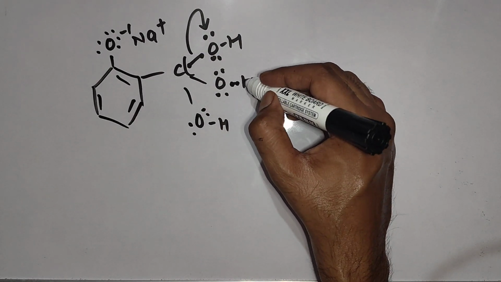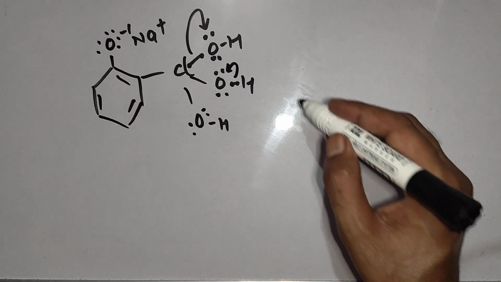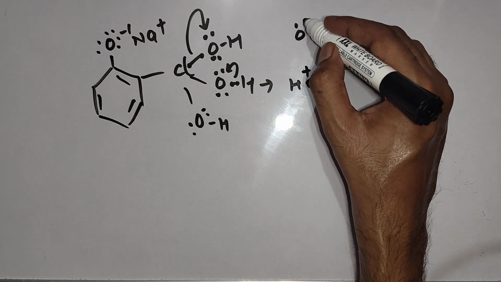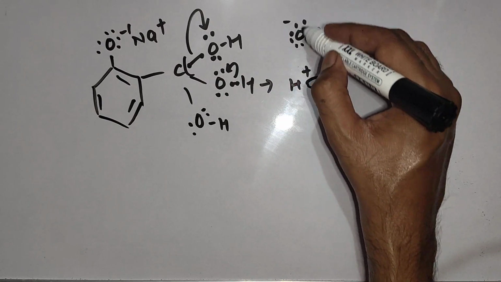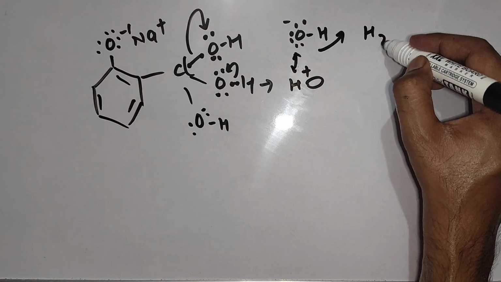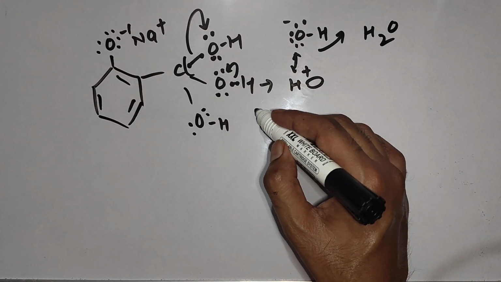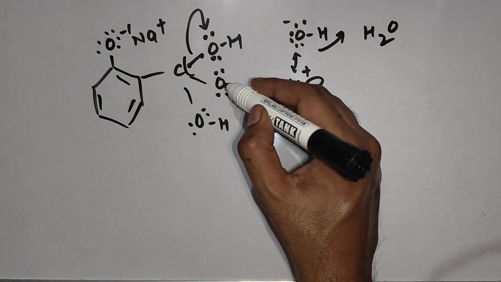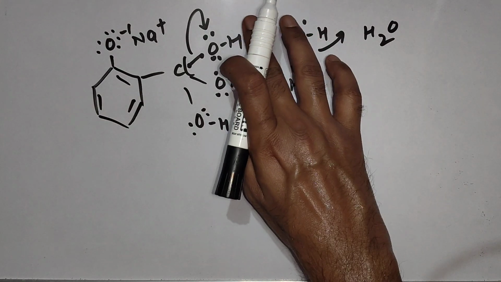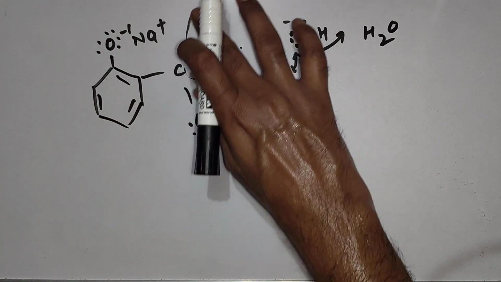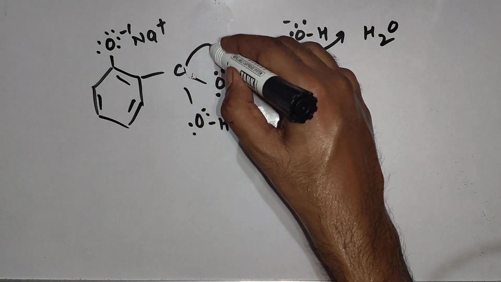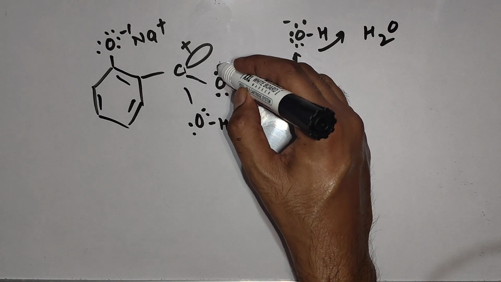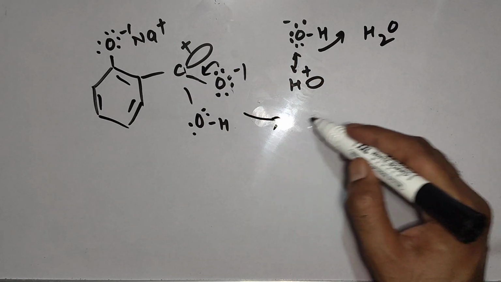Side by side, 1 OH will break bond from its hydrogen. So from here there is a release of H positive, and from here there is a release of OH negative. OH negative and H positive will combine to produce H2O as a side product. And what about this? This oxygen after breaking bond from hydrogen will become this, and this carbon after breaking bond from oxygen will have a vacant orbital like this. Now the vacant orbital and the extra lone pair on oxygen will satisfy each other.